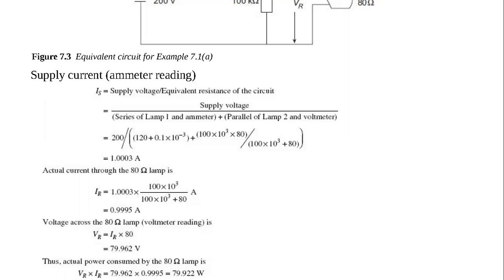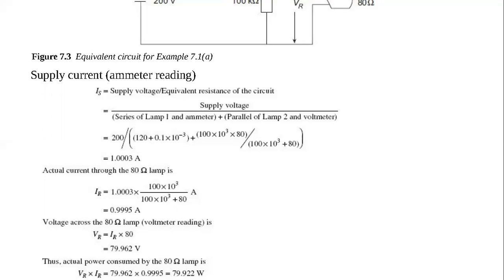So from that, the remainder of the 200 will be the value of the voltage through the 120 ohm lamp. But we are not interested in the voltage per se. What we are interested in is the power that is consumed by the lamp, the actual power that is consumed. And we know power is given by V times I. So the power that is consumed by the 80 ohm lamp will be the voltage through the 80 ohm lamp, which you have seen is 79.96, times the current through that 80 ohm lamp.